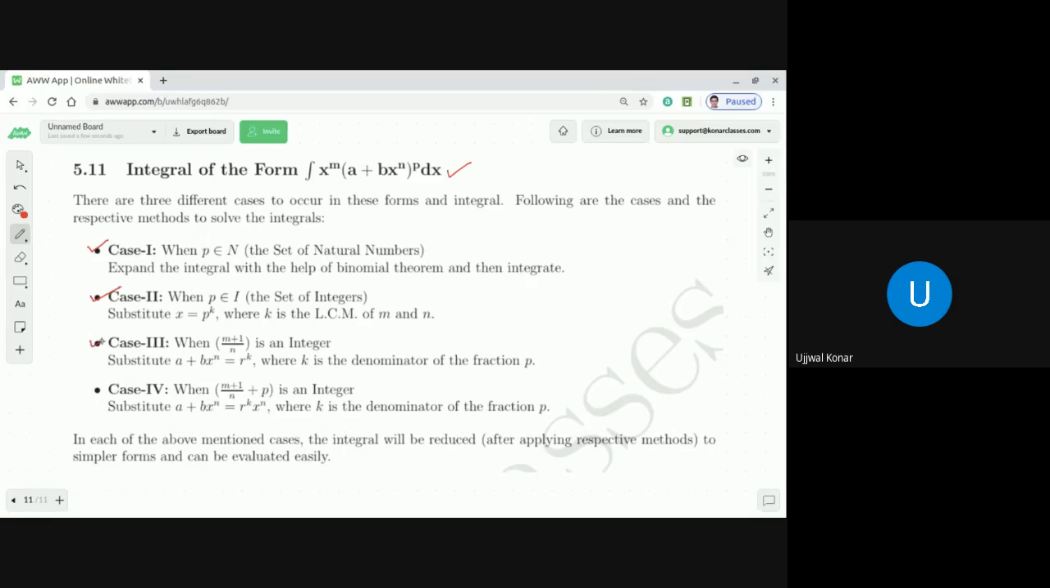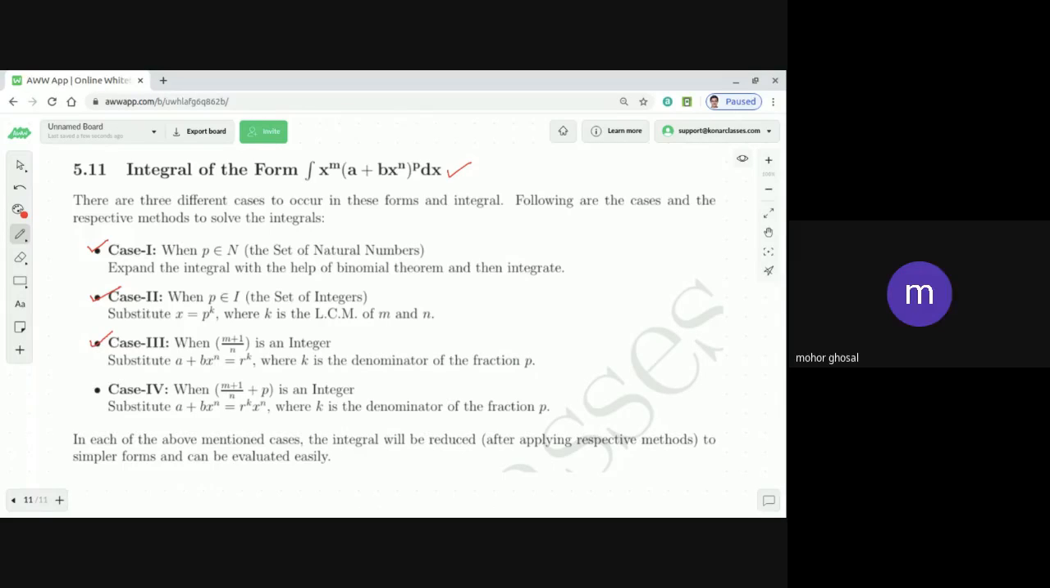Case 3 is when (m plus 1) by n is an integer. So how will we proceed, dear students? First case 1. If case 1 is not done, then come to case 2. If it doesn't come into case 2, then come to case 3. When (m plus 1) by n is an integer, then we'll make a substitution of a plus b into x power n is equal to r power k, where k is the denominator of the fraction p.